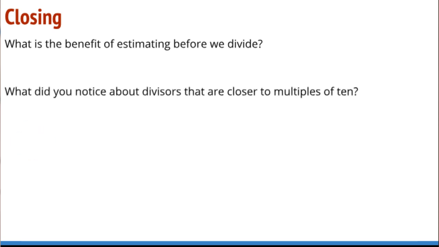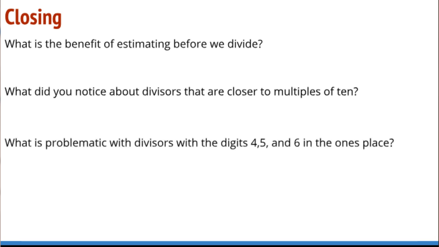So what did we notice about divisors that are closer to multiples of 10? Well, the closer the divisor is to a multiple of 10, the more accurate my estimate was. The further away my divisor was from the multiple of 10, the less accurate my estimate was. And what is problematic with divisors with the digits 4, 5, and 6 in the ones place? What problems do we have? Well, the estimate is less accurate. As we get further away from the nearest 10, our estimates become less accurate.